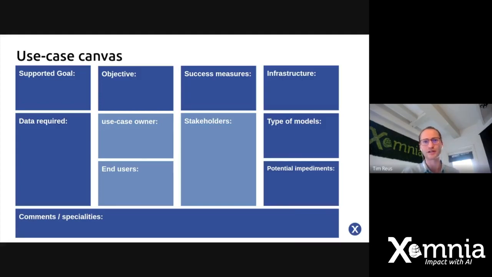A good example here is using personal data without having a good reason to use it, right? GDPR specifies that having and using personal data is not something you can do without a good reason. And thinking about this and actually specifying this really helps you in the end. And then we've also created a bottom bar which says comments and specialties. But that's just something to think about if there's anything else.